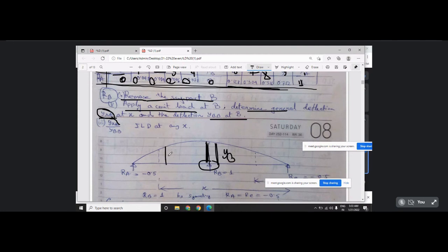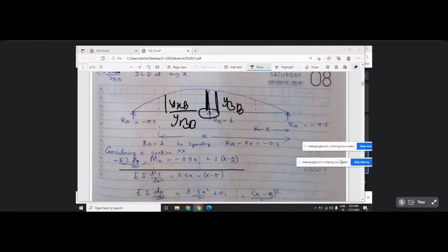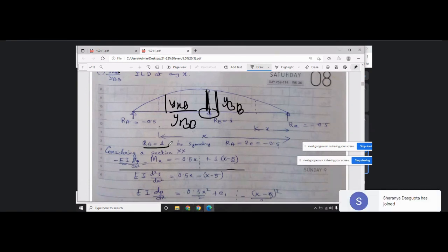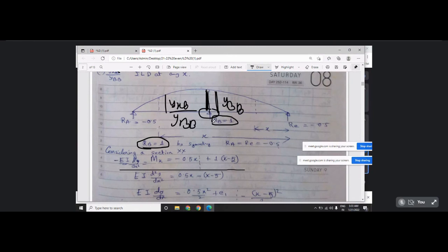Here suppose YXB is found, so whatever YBB comes, you have to convert it into unit, so this will be YBB. This will be a deflection. This is the influence line diagram. So what you will do, RB is equal to 1. Actually first you have to give a unit force here, unit force in upward direction. So RB is equal to 1.